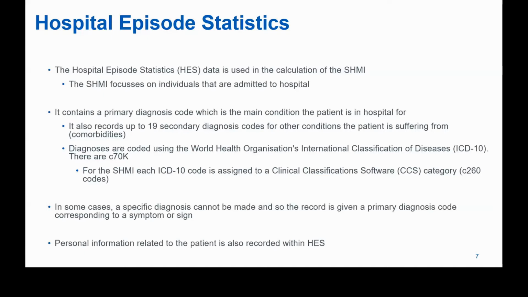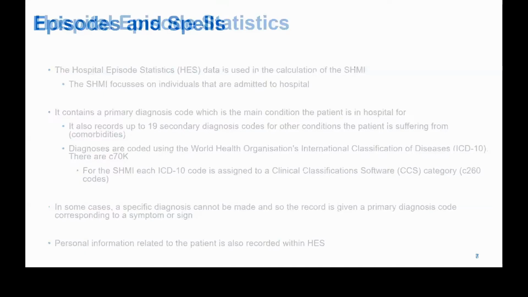So, as it describes there, the HES is hospital episode statistics. So it's probably worth understanding what we mean by episodes and then the grouping together of those episodes into spells. So if we take a patient that's admitted to hospital with a broken leg, for instance, and that patient is treated by consultant A, then that would be regarded as episode 1.